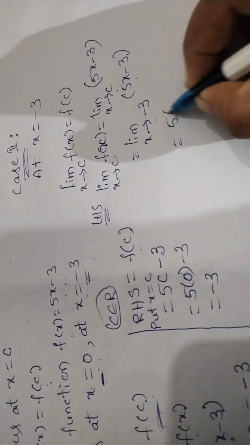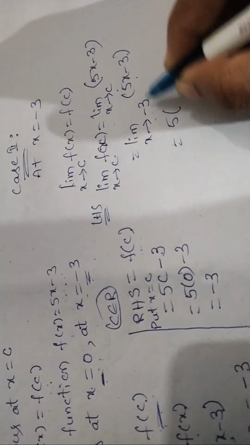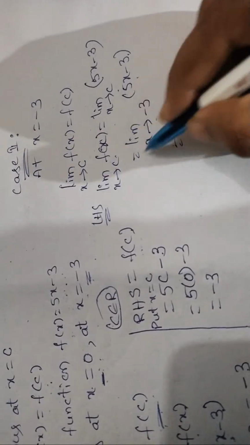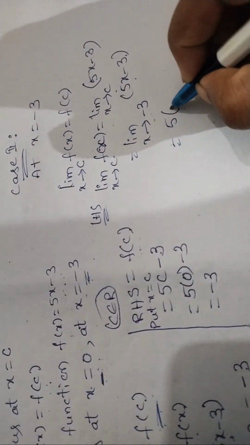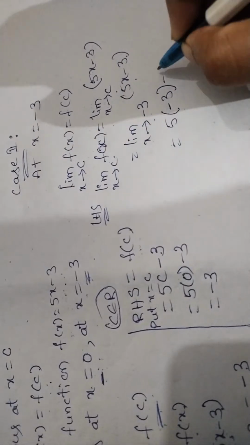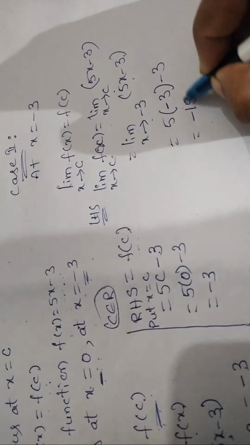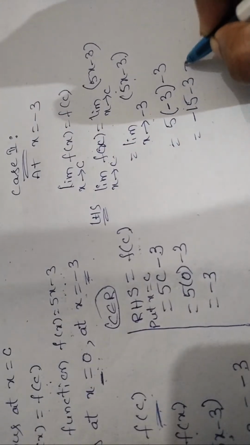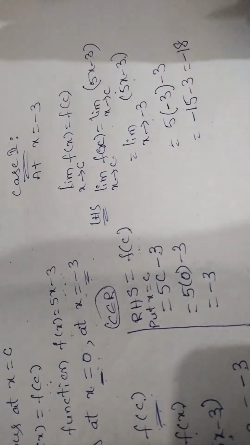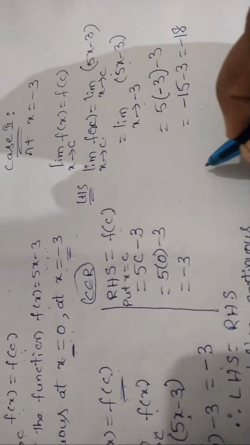Now I will substitute the x value in the x place. After writing, we remove this limit. So 5 into minus 3, minus 3. So 5 threes are 15, minus 15 and minus 3. The value is minus 18. This is LHS.